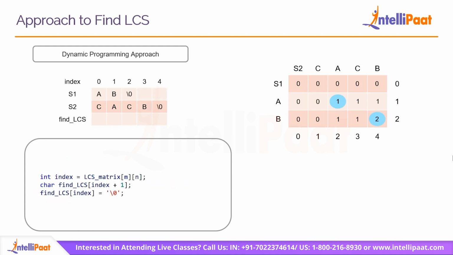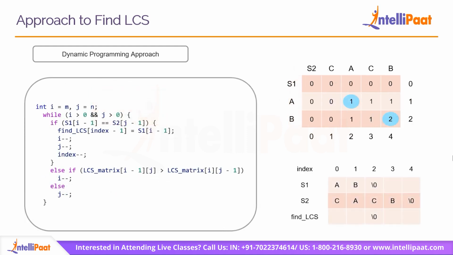We store this last value in a variable named index. Then we come to the part where we declare the character array named Find LCS with size index plus 1. And we assign /0 to the last index of this array. From here, our actual backtracking starts. We start by assigning the length of S1 to I and the length of S2 to J in the form of M and N. Then we enter a loop which will run until I and J both are greater than 0.